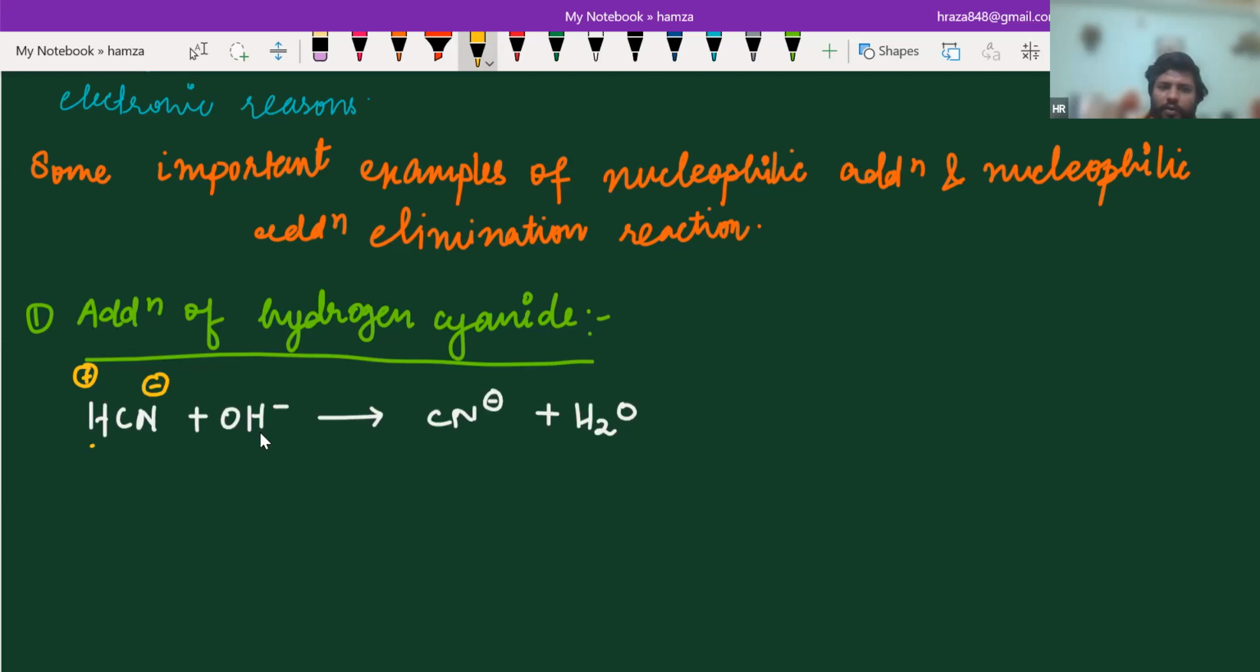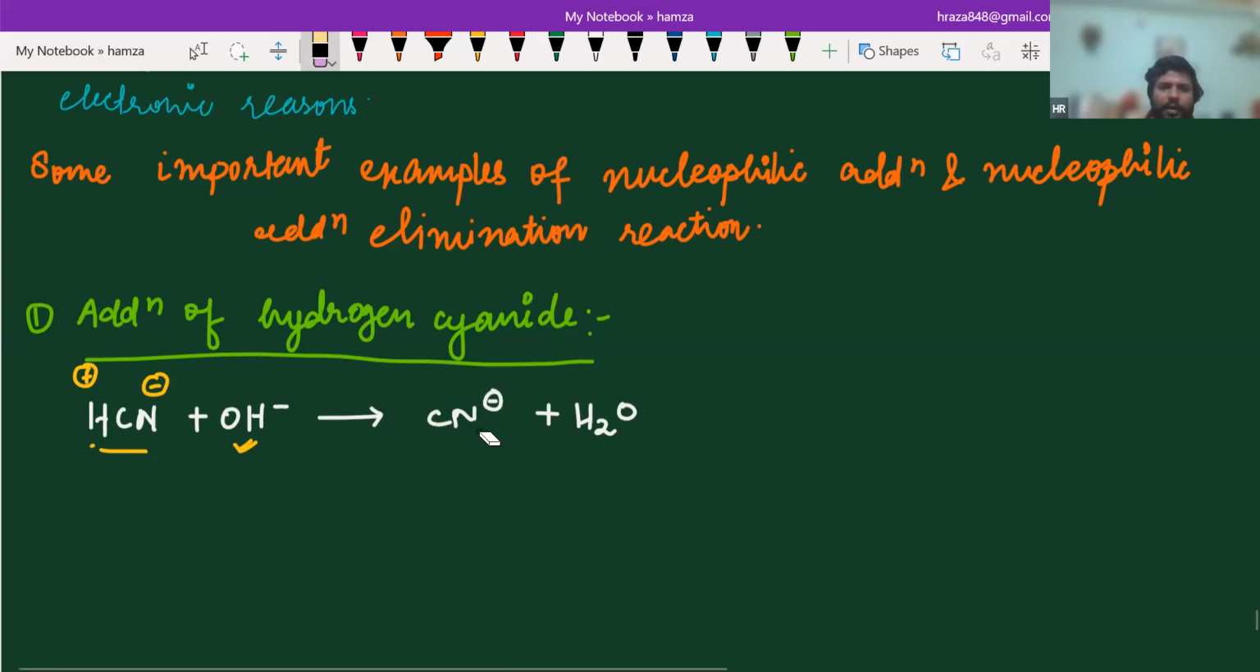As you know, positive will move to negative. In this way, H2O will form and CN minus, the cyanide ion. This is your hydrogen cyanide. This is your cyanide ion, which is a very good nucleophile as compared to hydrogen cyanide. Hydrogen cyanide is not that good a nucleophile and it's not that reactive. That's why we reacted it with the base OH minus to prepare a very good nucleophile. So here you just prepared this CN minus.